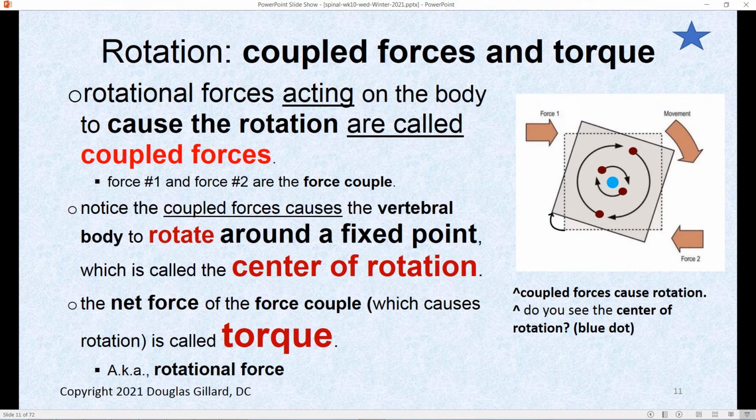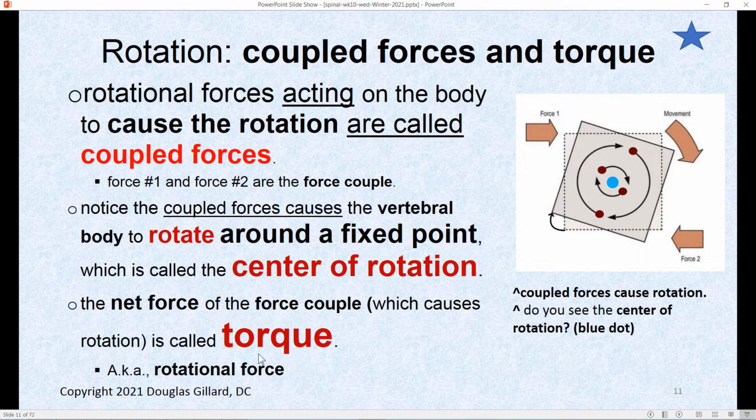Coupling. Rotational forces, you can add them together, and those are called coupled forces. So here we have force 1 pushing here and force 2. You can add force 1 and force 2 together, and they help the rotation occur, and those are called coupled forces. And we talked about the center of rotation already. So the net of the coupled forces is called torque.